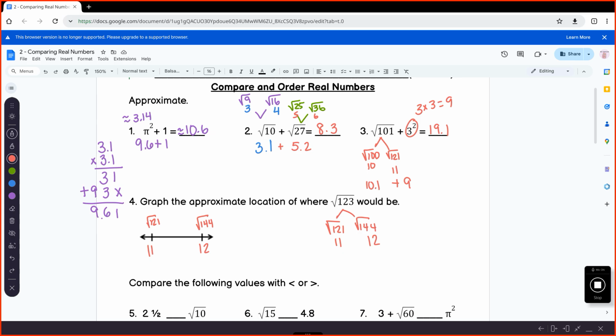So if we were to graph this, it would be somewhere over here. And that point would be located at about 11.1-ish. You could say 11.2. I probably wouldn't go past 11.3 for your estimate because this is pretty close to the 11.